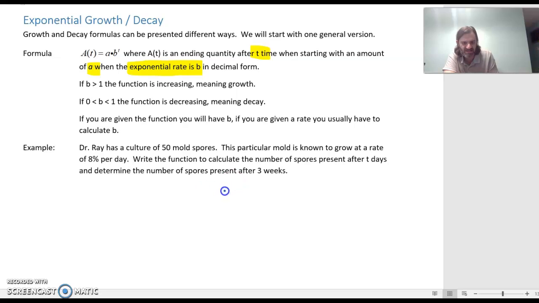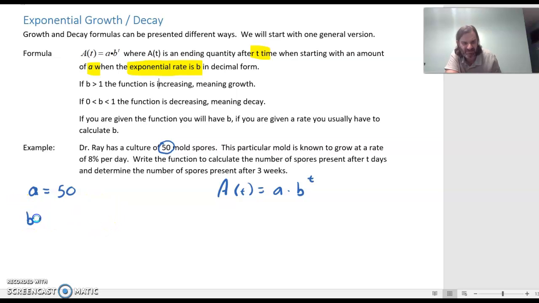So in our idea of A of t equals a times b to the t, we need two things. We need an a and we need a b. Okay, so we need an a and we need a b. Well, the little a is the starting amount, and it looks like we're starting with 50. Okay, we have 50 mold spores.